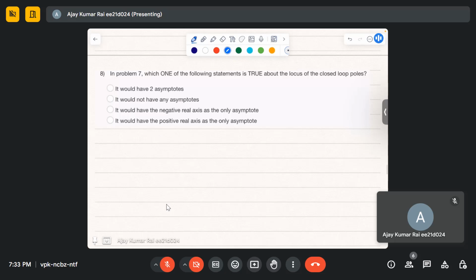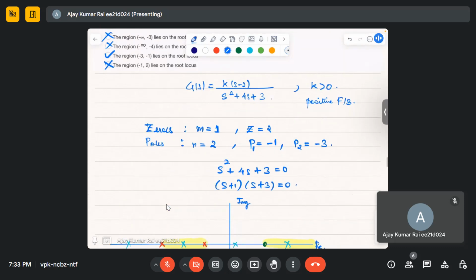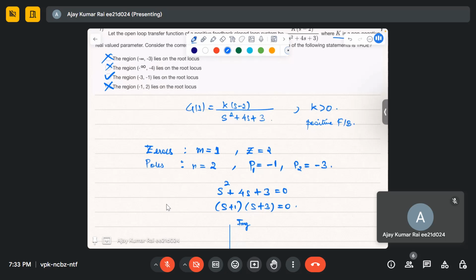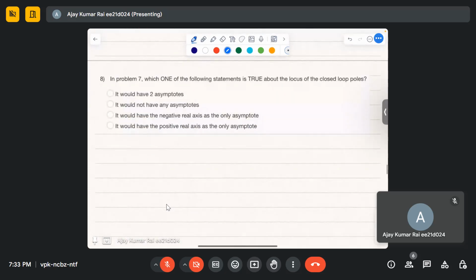Okay, so this question is related to asymptotes. We have already found out the number of poles and zeros. So the number of asymptotes in this case is n minus m, where n is 2 and m is equal to 1. So only one asymptote it has.